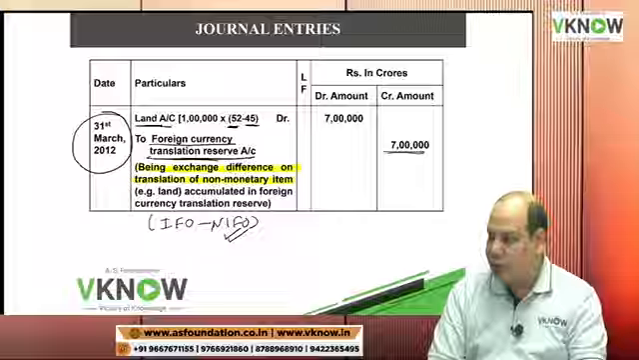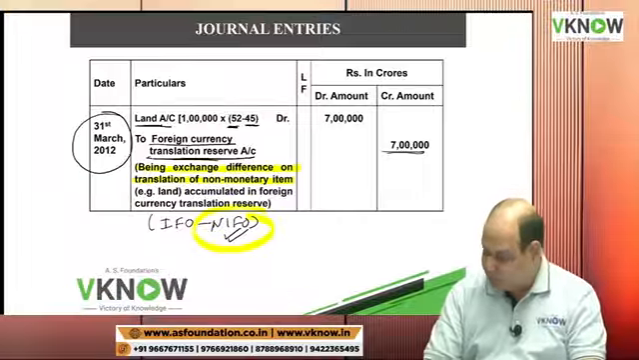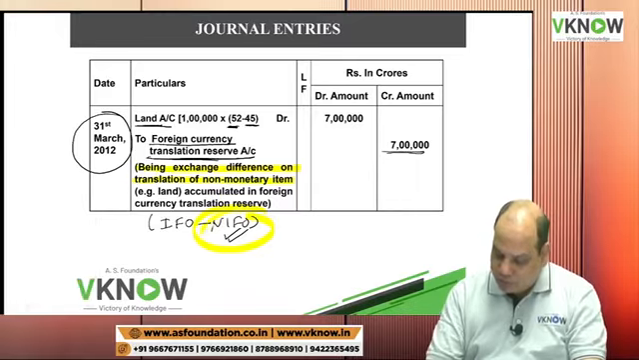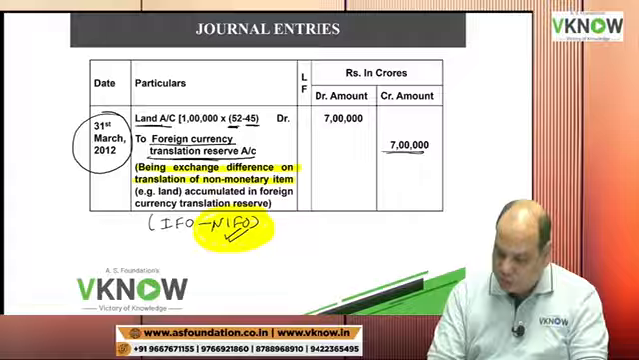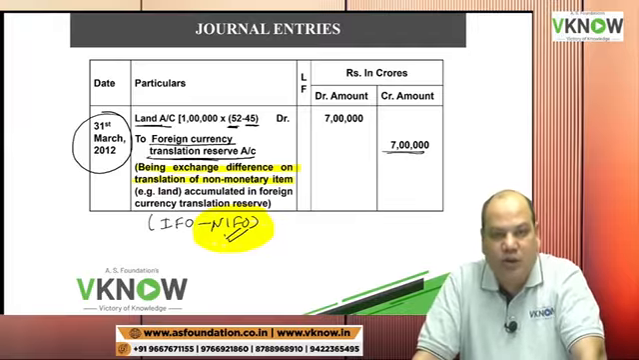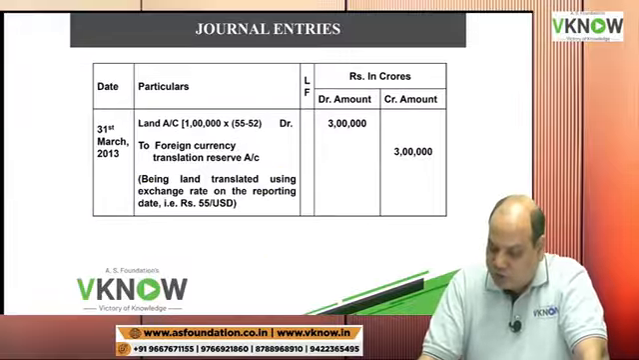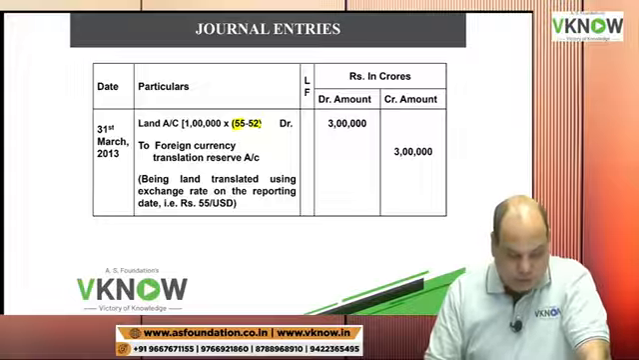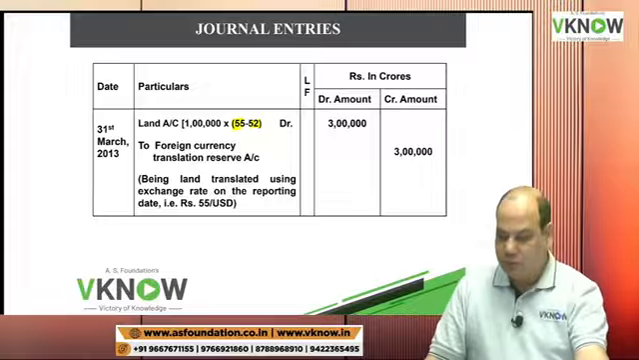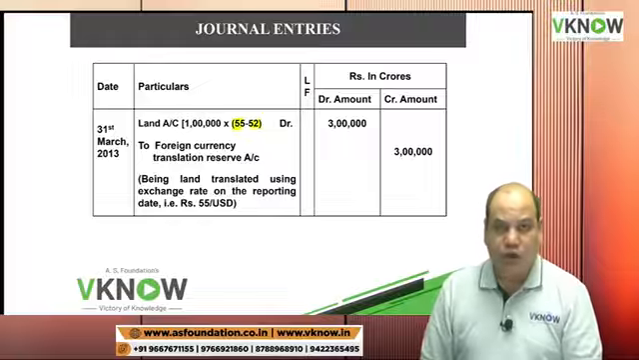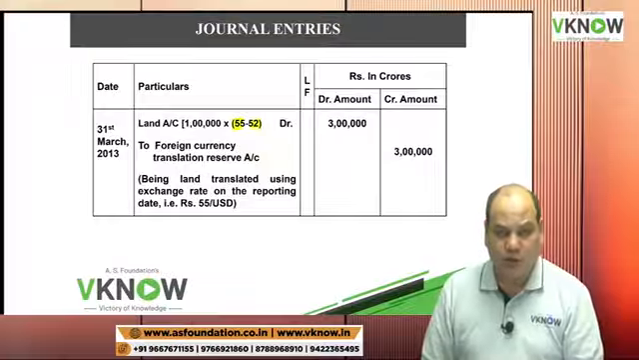Okay, so now we have moved to NIFO. Now we are going to follow NIFO. Under NIFO, all assets and liabilities will be measured at closing rate. So next year again, the rate has gone up. See in your question book, the rate has gone up from 52 to 55.